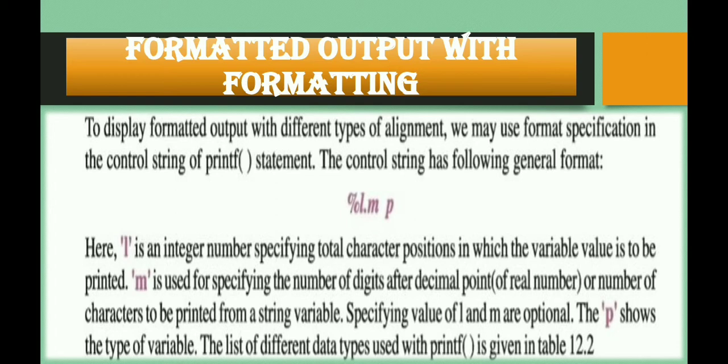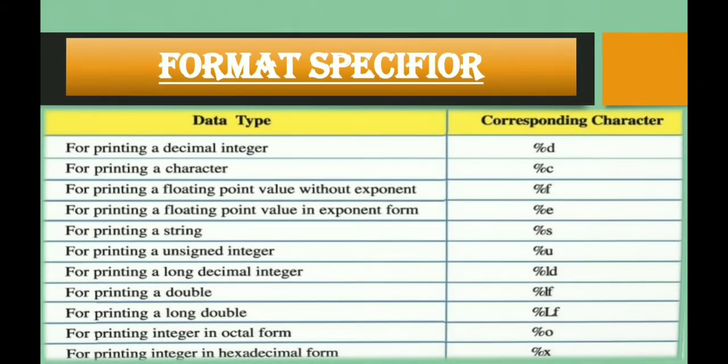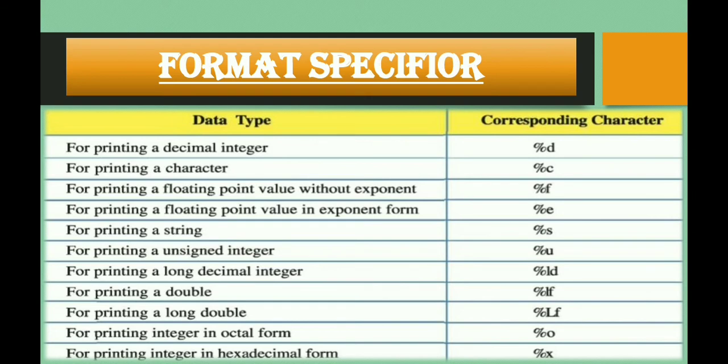The list of different data types used with printf is given in table 12.2. P shows the type of variable, and the list of different data types that we can use in printf, and the specification given to each particular data type, we will see in the table. Here you can see the table. We have already discussed this table during scanf also.